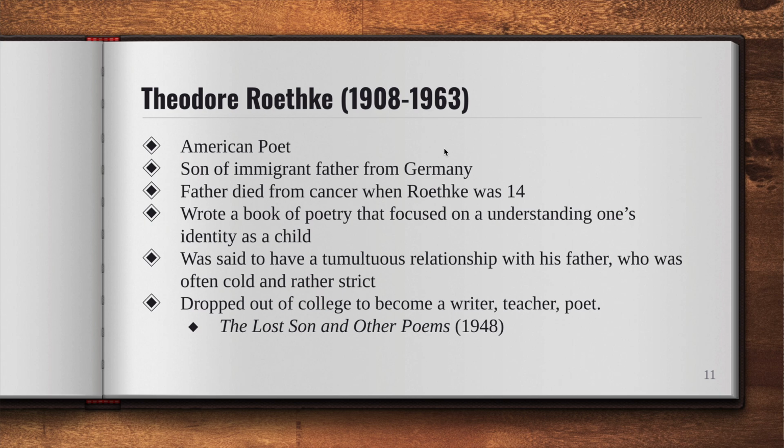His father died from cancer when he was 14, which already raises some really complex feelings. He wrote a book of poetry that focused on understanding one's identity as a child. He was also said to have a tumultuous relationship with his father, who was often cold and rather strict. He dropped out of college to become a writer, teacher, and poet, and he wrote The Lost Son and Other Poems in 1948.